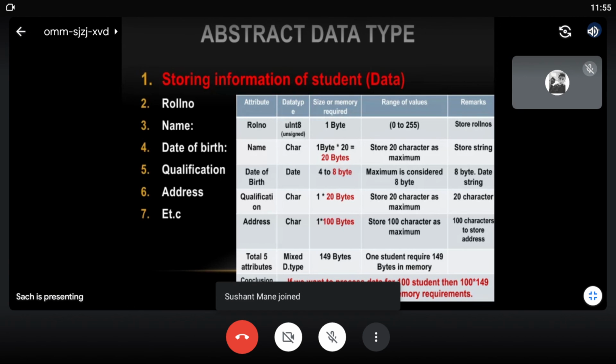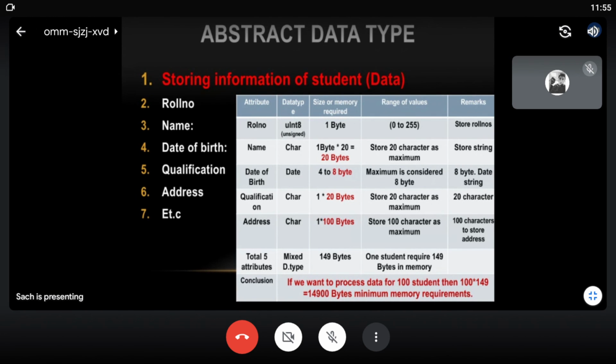Now, let us calculate all the details. You can look at the last column after address. Total attributes are 5. Now, looking at uint, character, date, and character, all these constitute mixed data type. It is not a continuous or array-like data structure of a similar data type; it is a mixed data type.